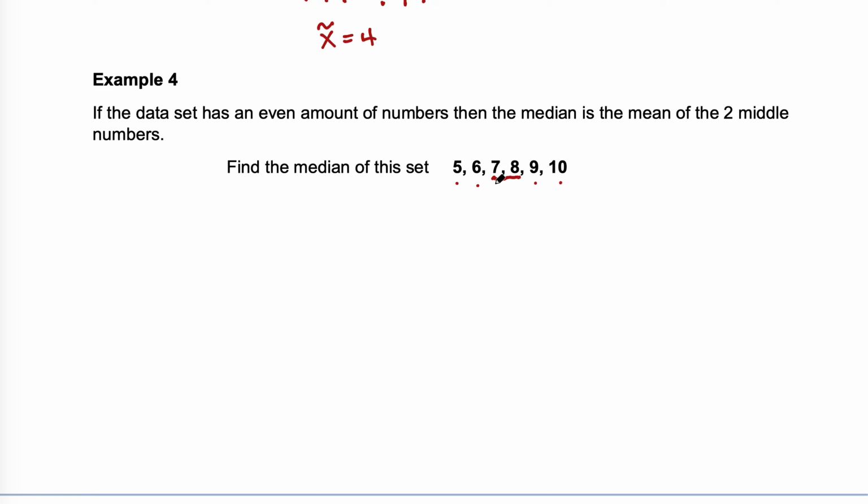The middle is actually going to be right in between 7 and 8. And if you know that that's 7.5, you could do that in your head, that's good. Otherwise, the way that you find the middle is you add them up and you divide by 2. So in this case, it'd be 15 divided by 2, which would be 7.5. So our median would be 7.5.